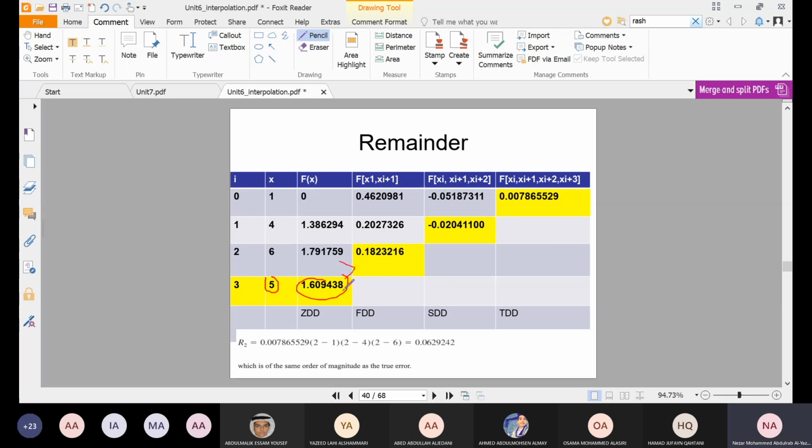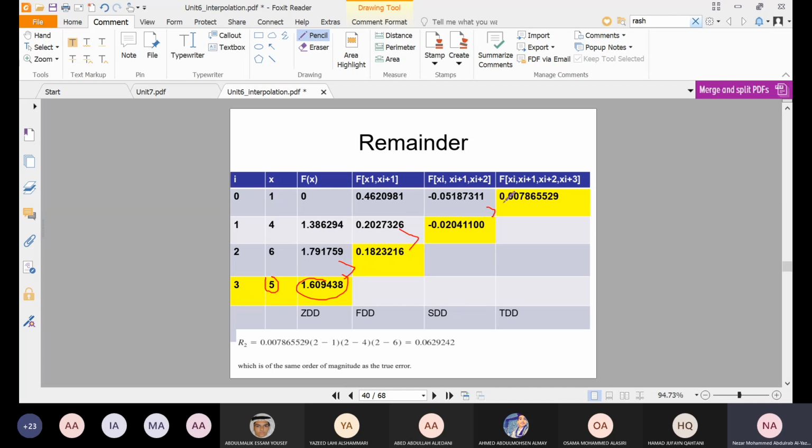That means I will take the difference between this one and this one over 5 minus 6. This will give me this coefficient. Then to find this one, I will take the difference between these two, this minus this one. Now I will jump one interval, so it will be 4 to 5. And the last one will take 1 to 5.